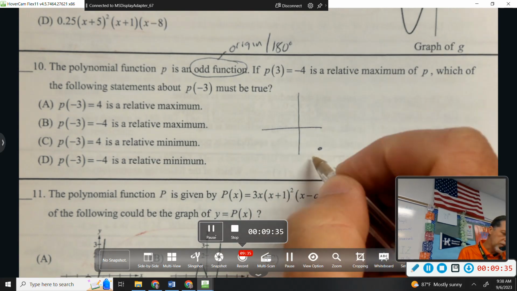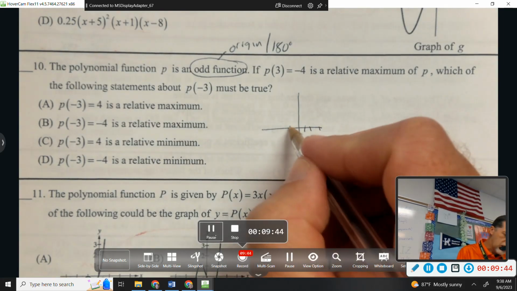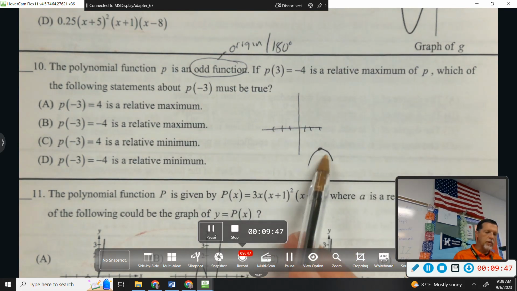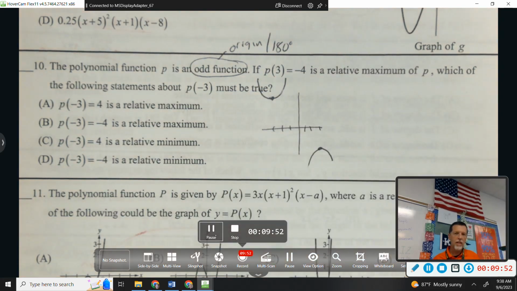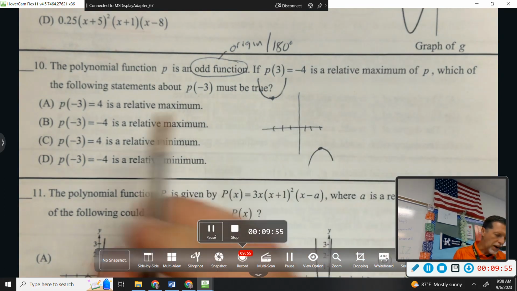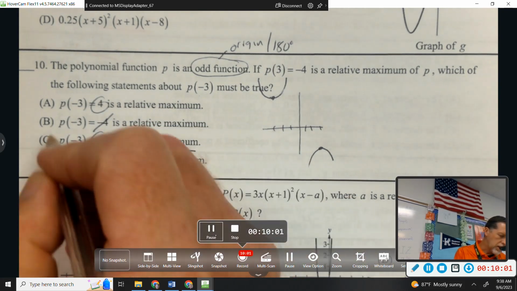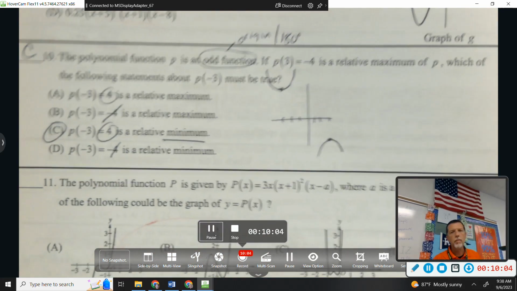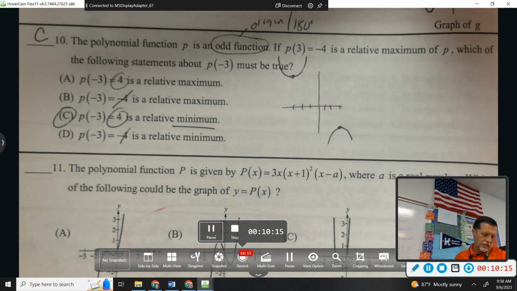P of 3 is a relative maximum, so the top of a hill. Which of the following is true about P of negative 3? Again, my picture doesn't have to be great, but if I rotate that thing around, it looks like that. So P of negative 3 would be positive 4, and it would be a relative minimum. So answer choice C. Given the time constraints on the test, you need to be able to answer that pretty quickly without taking forever.